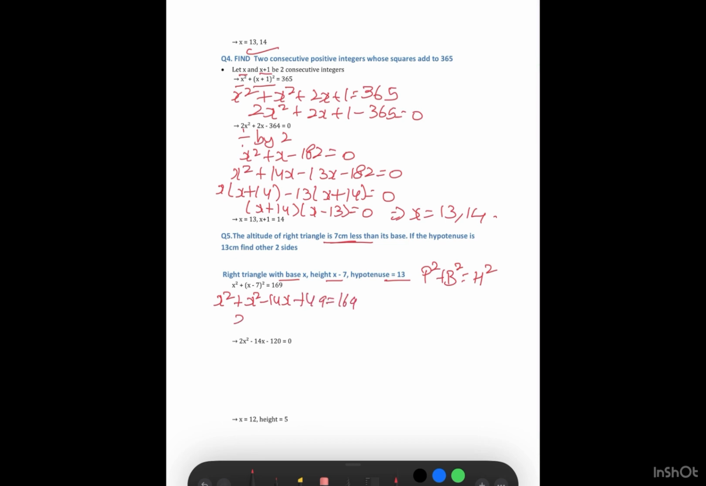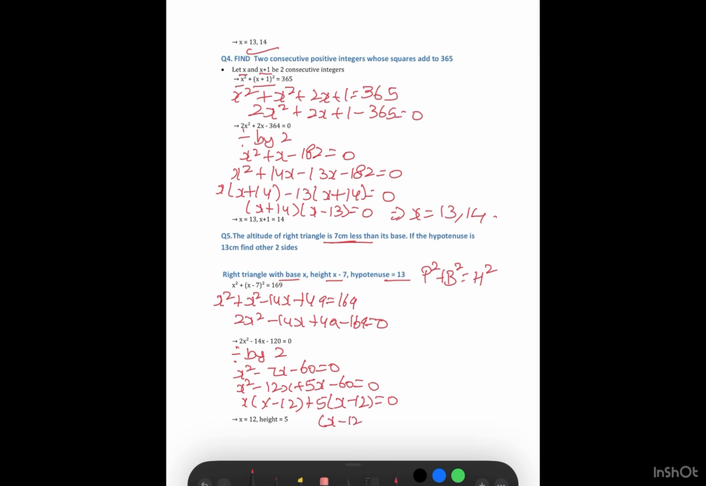Simplify this, open the bracket: x square plus x square minus 14x plus 49 is equal to 169. 2x square minus 14x minus 120 is equal to 0. Dividing the whole equation by 2 we get x square minus 7x minus 60 is equal to 0. Factors of minus 60 such that when we add them we get minus 7 are minus 12 and 5. So x square minus 12x plus 5x minus 60 is equal to 0. From the first two, x is common. x minus 12 plus 5 bracket x minus 12 is 0. So either x minus 12 is 0 or x plus 5 is equal to 0. So x is equal to 12 or x is equal to minus 5.